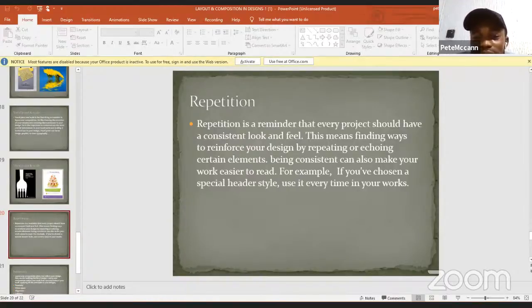So repetition is a reminder that every project should have a consistent look and feel. This means finding a way to reinforce your design by repeating or echoing certain elements. Being consistent can also make your work easier to read. For example, if you are choosing a special hairstyle, use it every time in your work. As a hairstylist, it's good to stick to that style and let people know that you are a style-based person.